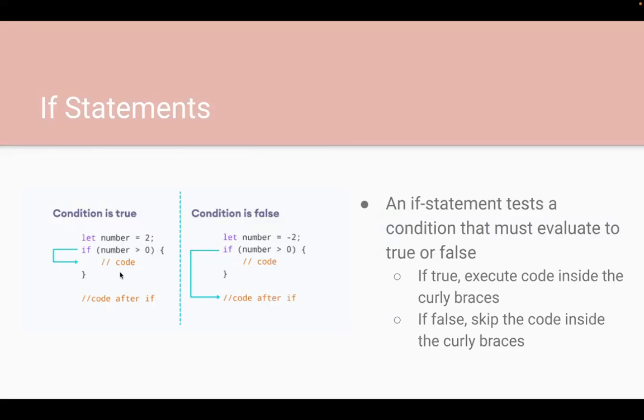It just depends on if the number is greater than 0 that it's going to go through the code in the if statement itself. So now over here, it's saying that the number is -2, right? That's not greater than 0. So now it's just going to skip through the if statement and go right to the code after the if statement.